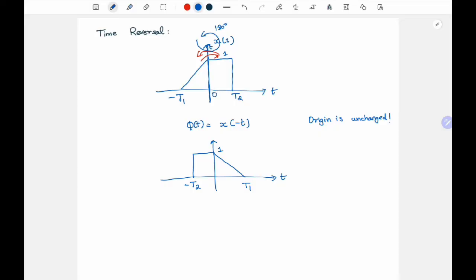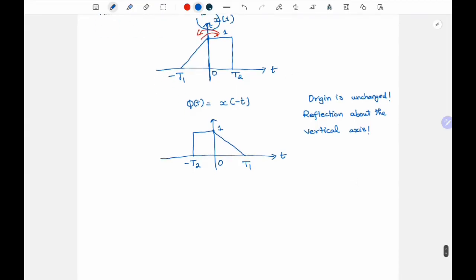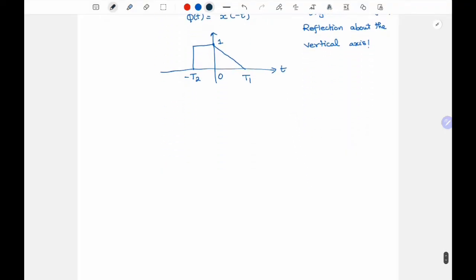So whatever value it was having at 0, the same value it has here. But the only thing is, it has reflected above the vertical axis, right? Reflection about the vertical axis. So whatever is there on the right will go to the left, and whatever is there on the left will go to the right. Okay. So now we'll see combined operations of all three.